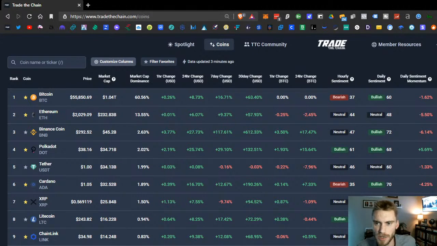So yeah, this is the Trade the Chain dashboard. When you're looking at crypto assets or digital assets, basically you've got three ways to analyze and determine.